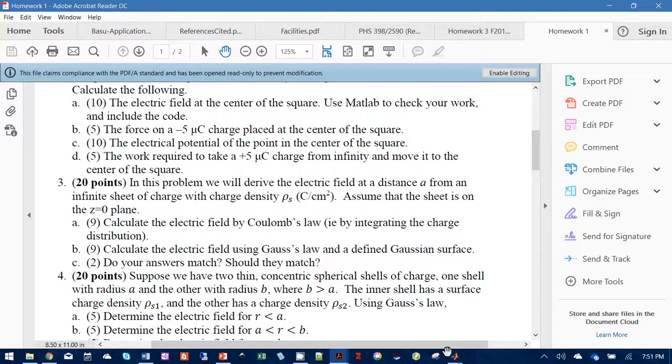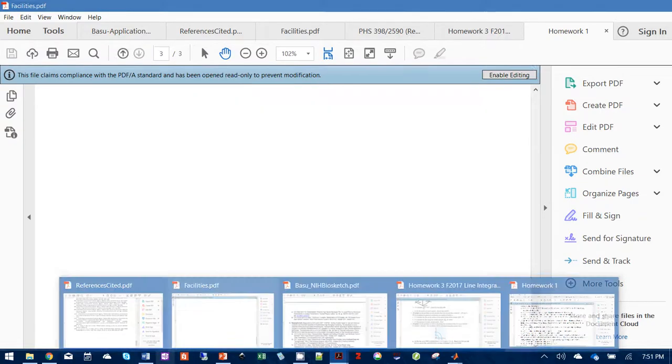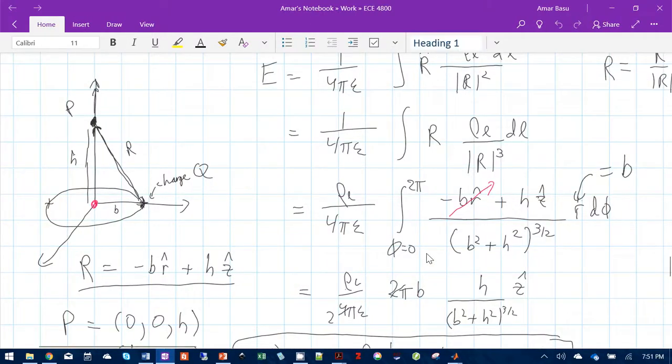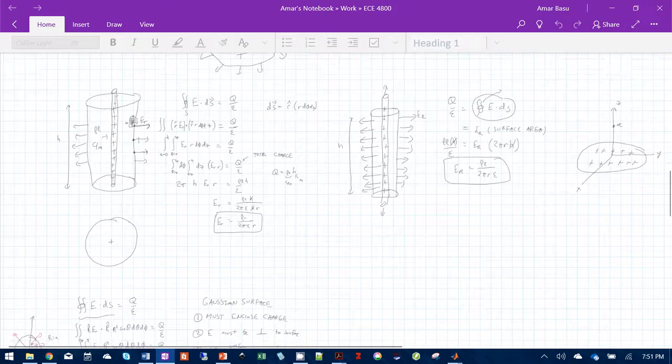Yeah, you brought up a good point. If you have something that's infinitely long or infinitely large, how do you enclose it with a Gaussian surface? The answer is you don't. If you recall what we did in the infinite line problem, let me pull that up. There we go. Still have the notes up here.